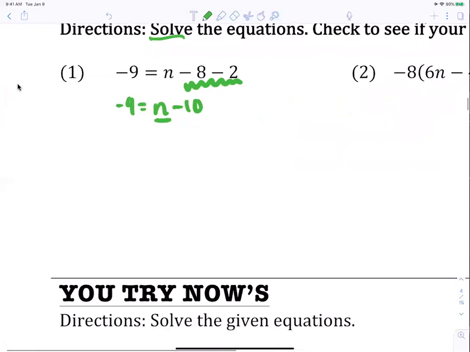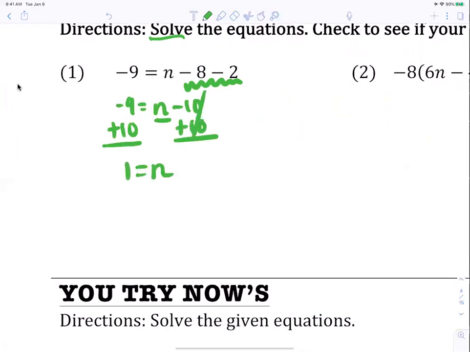Here, we right now are subtracting 10 from n. If I wanna get n alone, I wanna undo this subtracting by 10. So to do that, I'm gonna add 10 to both sides. When I do that, negative 10 plus 10 really ends up being 0. Negative 9 plus 10 ends up being a positive 1. Now again, if this bothers you, you can flip those around. 1 equals n, I would accept that. If you want to write n equals 1, either one of these is a fantastic answer.